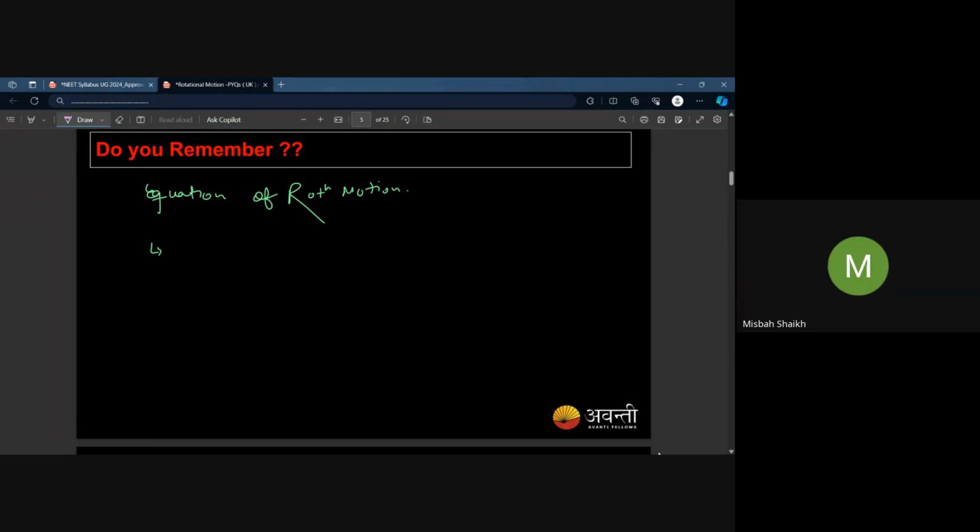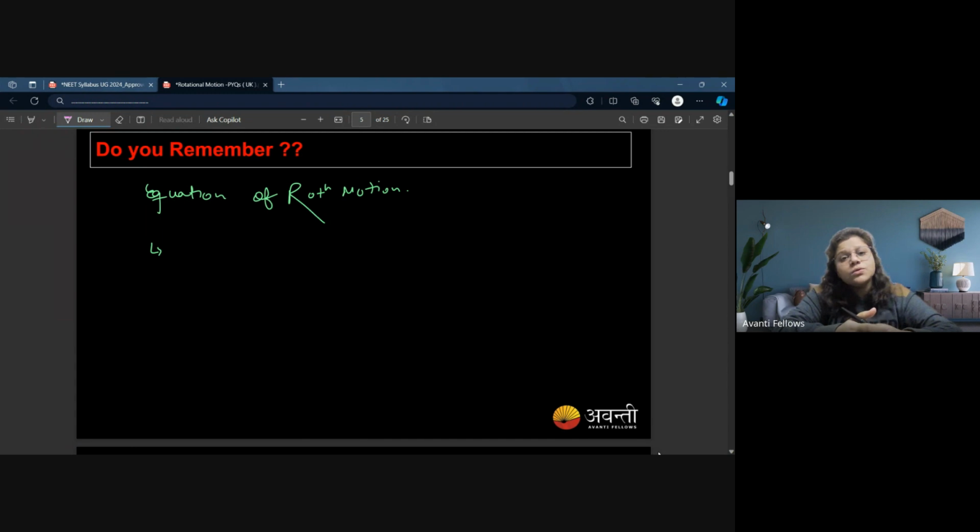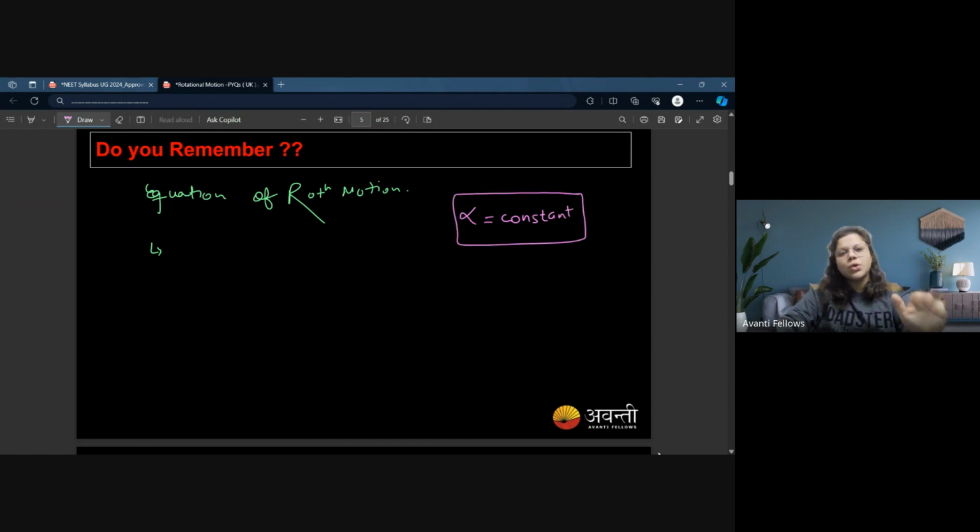Torque is equal to mr squared alpha. What? No, those basic equations when alpha is constant. Well, you have studied equations of motion in linear terms, na? For constant acceleration. I'm asking you to give me the three equations for rotational motion as well, where alpha is constant.